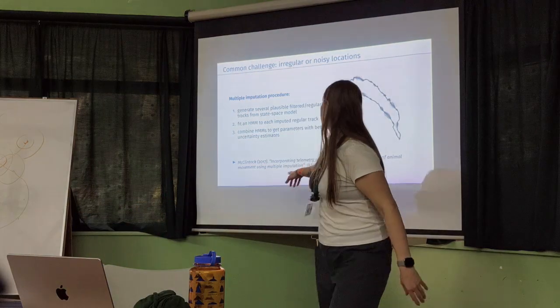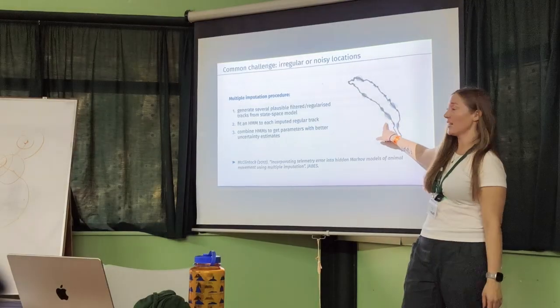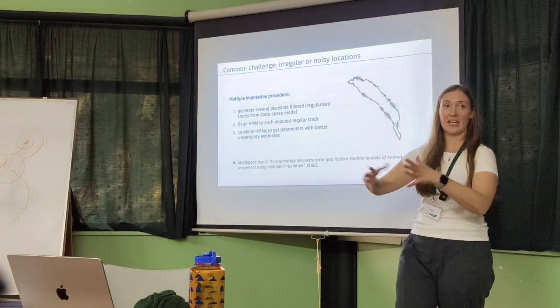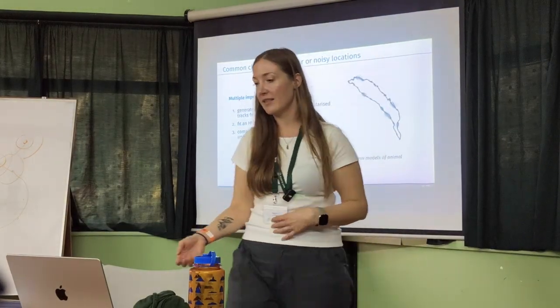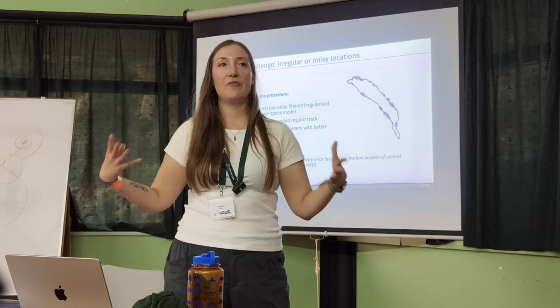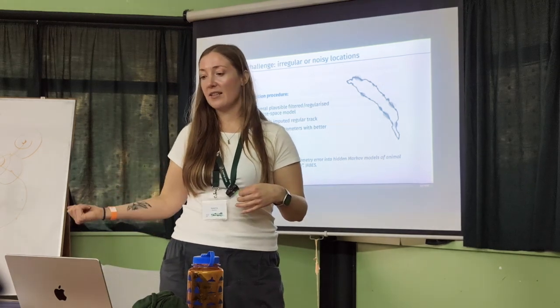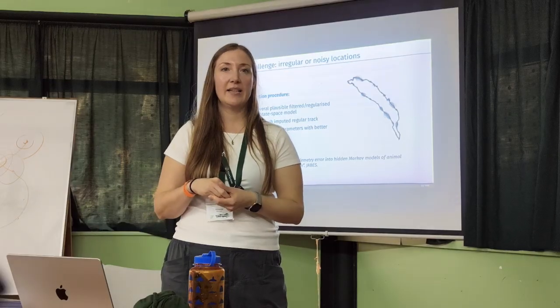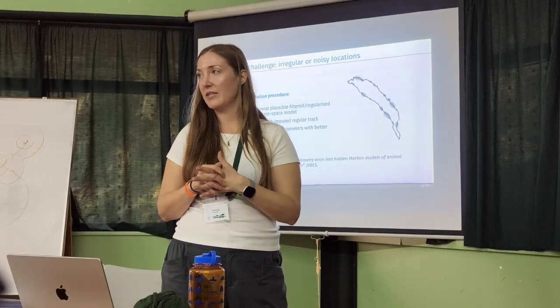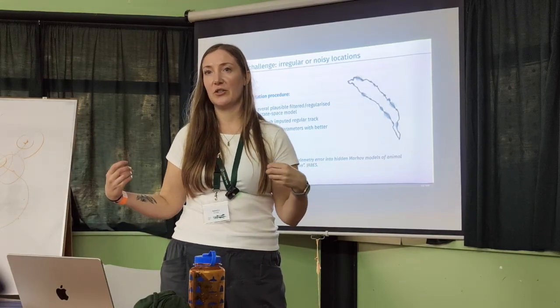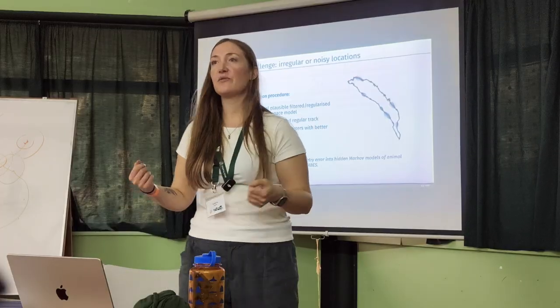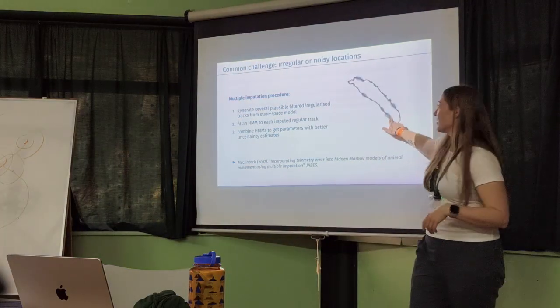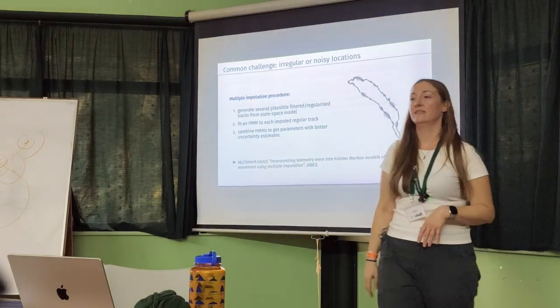So, sorry, this would be an example of a whole bunch of predicted tracks. So this is where there's gaps. As you can kind of see, there's many plausible tracks that the animal could have taken. And so you would fit an HMM to each one of those tracks, imputed with the state space model. And then there's a way to combine the results from those HMMs to get a better estimate of uncertainty. So it accounts for the fact that we don't actually know what the animal did here.